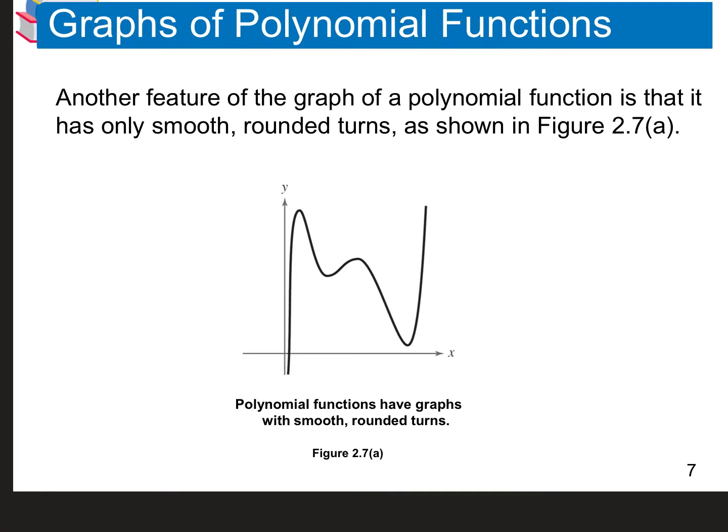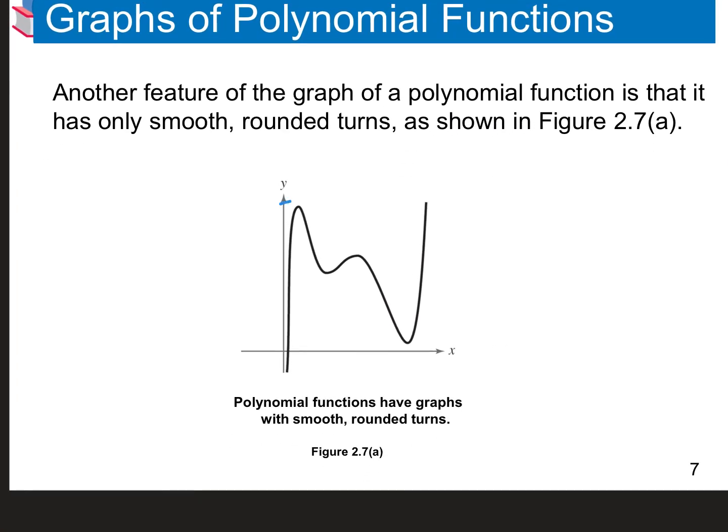So a polynomial function will only have smooth, rounded curves. Do you guys see this? We call them sometimes peaks and valleys. It won't have any sharp edges. It won't have any like V's where it comes to a sharp stopping point and then goes straight back up or anything like that. It's always very smooth.